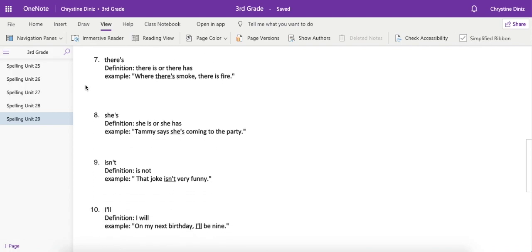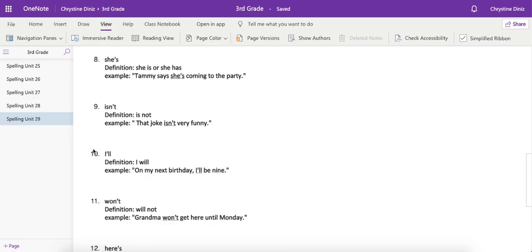Number seven, there's. T-H-E-R-E apostrophe S. There's. The definition is there is or there has. The example sentence is, where there's smoke, there is fire. Or we could have said, where there's smoke, there's fire. Because this and this are basically the same thing, but this is the contraction.